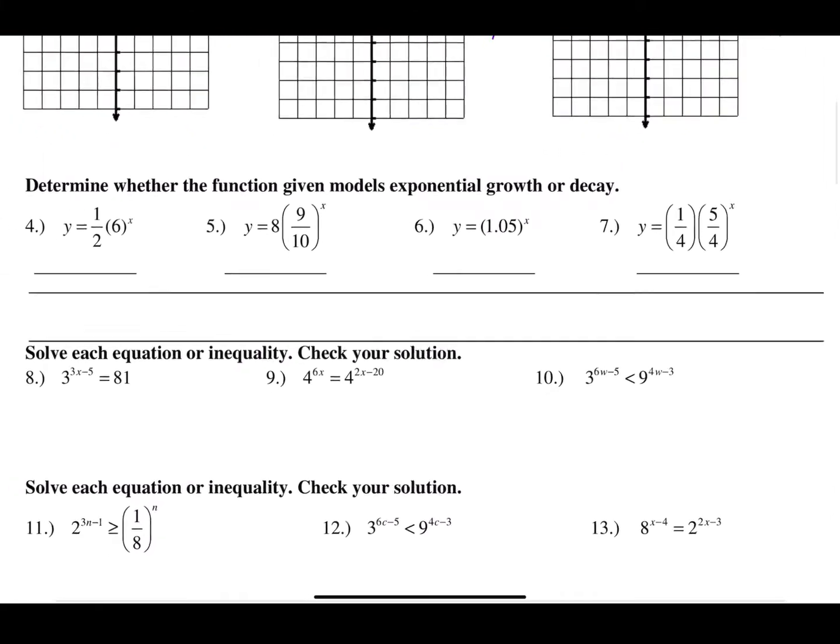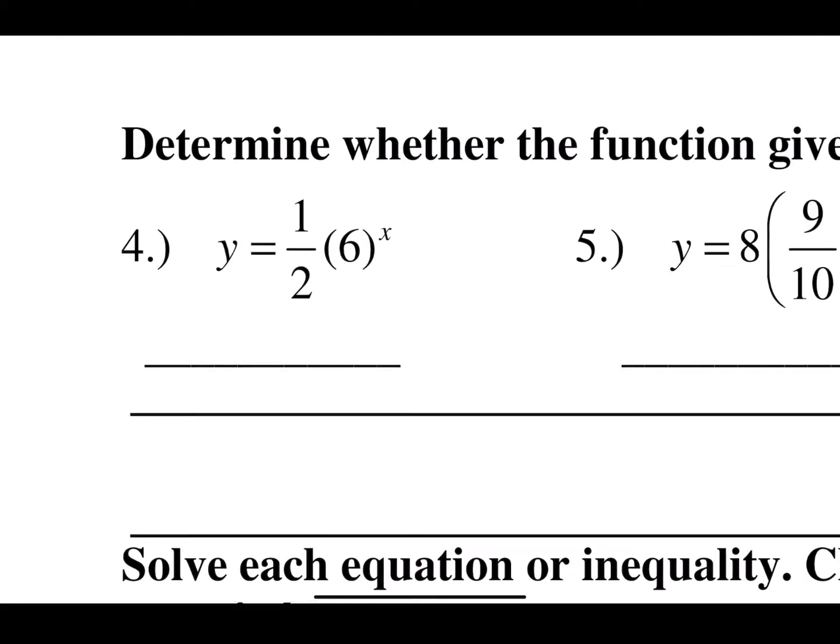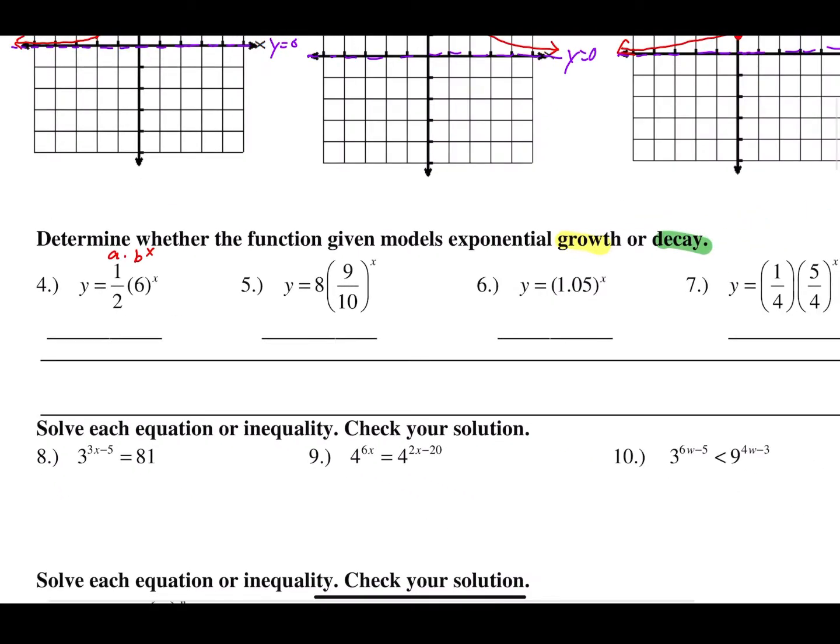Okay, on problems 4, 5, 6, and 7, all it's asking is whether or not these exponential functions model growth or decay. First, we have to notice that all of these are in the form a times b to the x. And the value that tells us whether it's growth or decay is the b value. A doesn't matter. A tells us where the graph starts, the y-intercept, and that's never important for growth or decay. That could be the same for either.